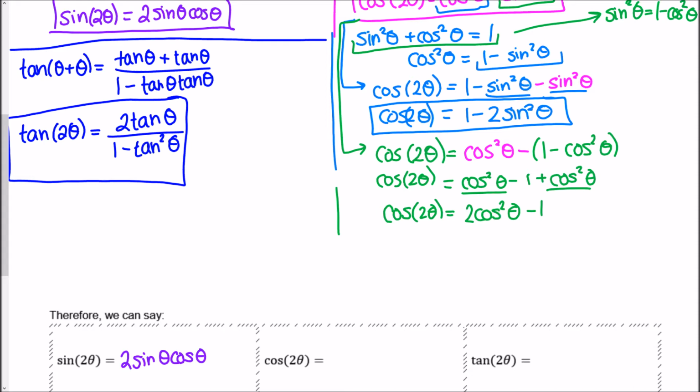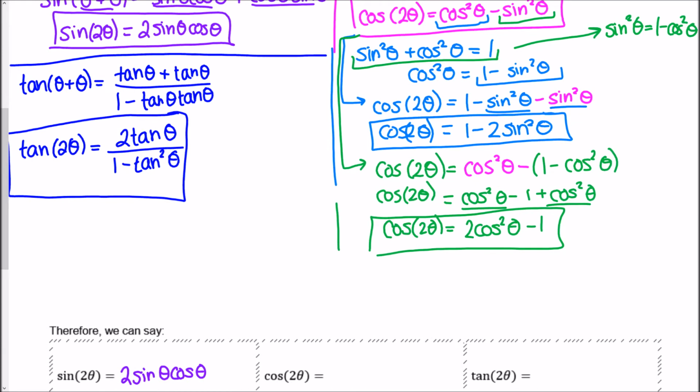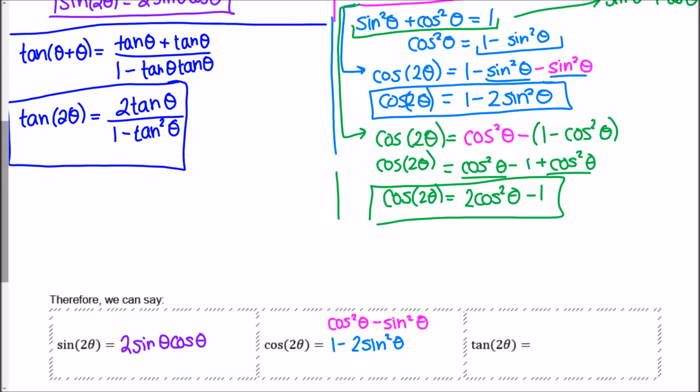Okay, the second one we have is cosine of 2 theta, and we have 3 different formulas that we can use. Sorry, I should have boxed this. So one of our formulas that we can write down is cosine squared theta minus sine squared theta. Another formula that we can use is 1 minus 2 sine squared theta. And then the last formula that we can use is 2 cosine squared theta minus 1. Okay, and all 3 of these work for cosine of 2 theta.